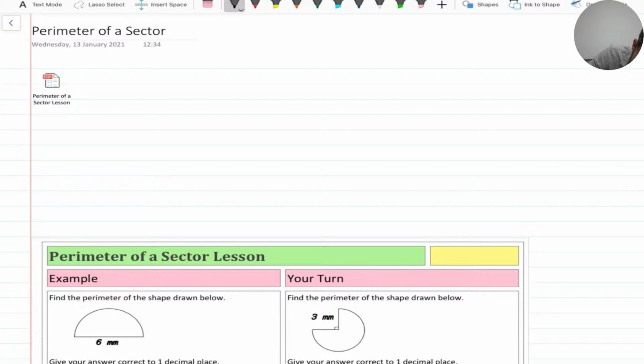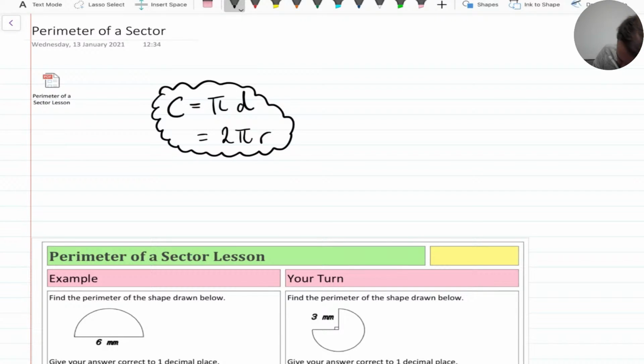We know that the formula for circumference is equal to pi times by d. You could also put 2 pi r, we know that. So the perimeter of a sector is either pi times by d or 2 pi r.